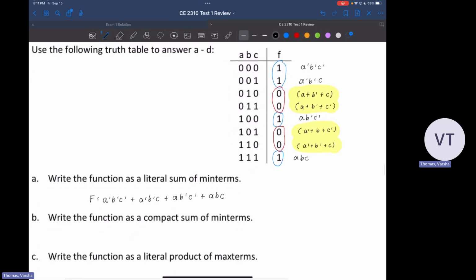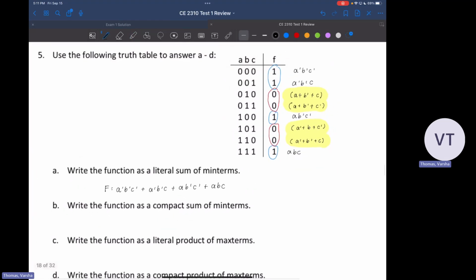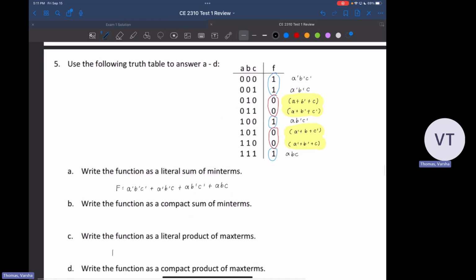Okay, we're going to write it as a function of literal product of maxterms. This is in POS form. So the first one was A or B naught or C. Second one is A or B naught or C naught. Next one is A naught or B or C naught. And last one is A naught or B naught or C.